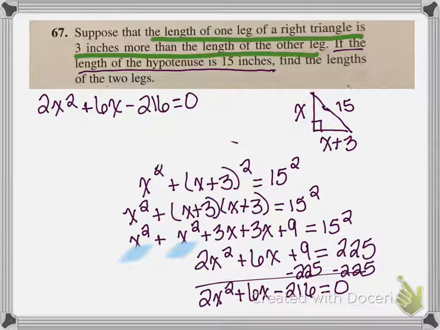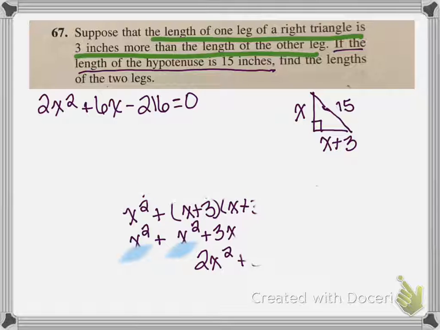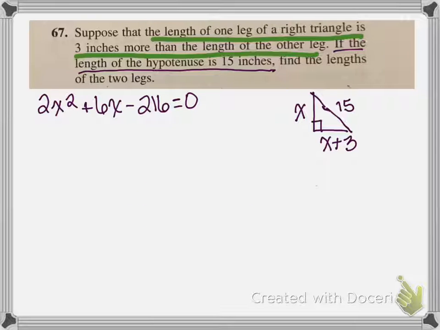Your next step, and I'm going to give you 3 minutes to do it. Your next step is to factor. What do you want to factor out first? A 2. That's your GCF. Factor that 2 out first. Okay? I'm giving you 3 minutes. Factor this and find solutions for me.